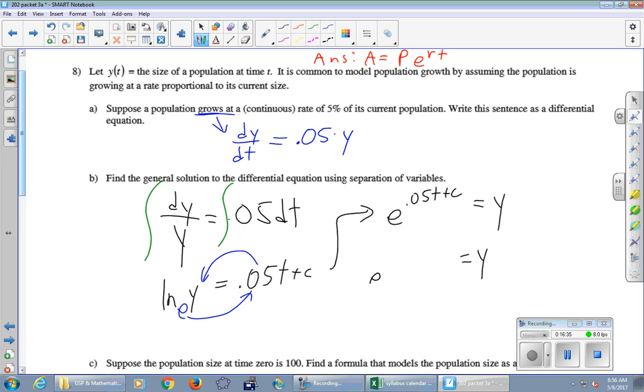Would you guys agree this is the same thing as e to the 0.05t times e to the c? Keep the base, add the powers is a property you know from some algebra class. And then e to the c, e to a constant is just a constant. So let's rename that constant. How about we call it p? And so we get p e to the 0.05 t equals y.